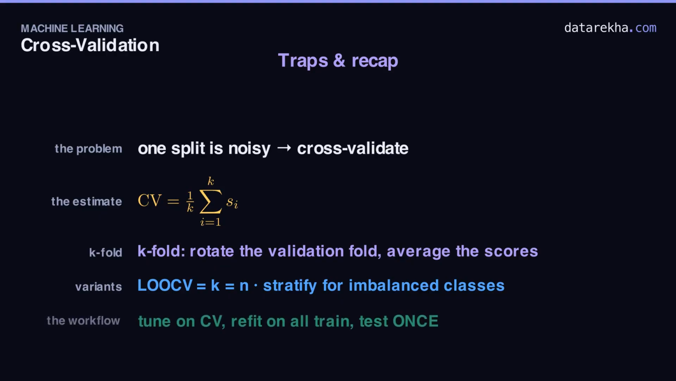And the workflow that ties it together. Tune your hyperparameters with cross-validation. Refit on all the training data and open the test set exactly once. Hold that, and you'll never trust a single lucky split again.